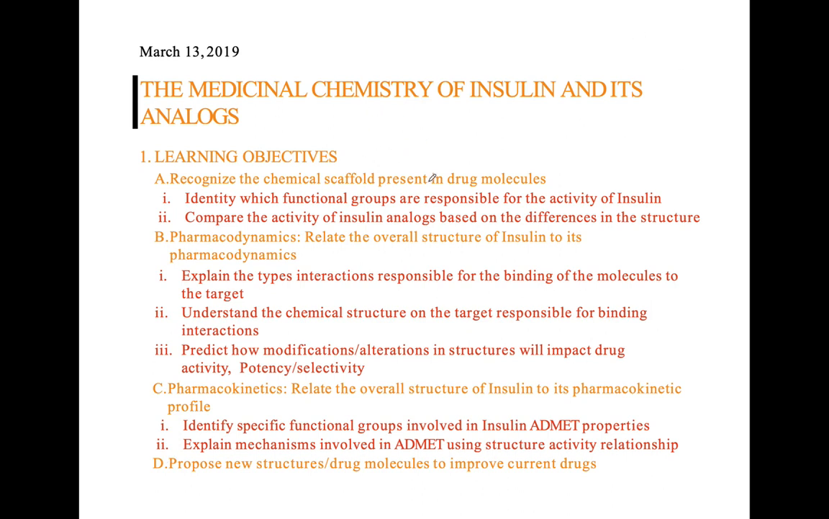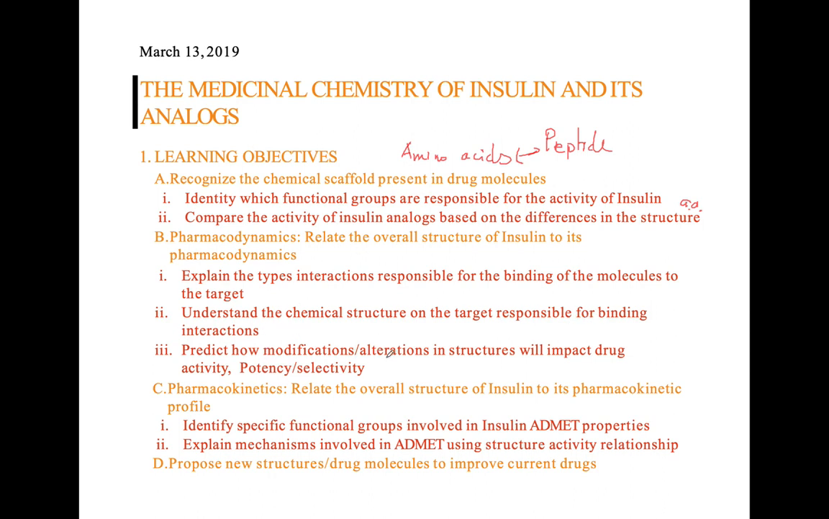I want you to be able to recognize this chemical scaffold present in the drug molecules. Specifically here, we're talking about amino acids. Insulin is a peptide and it's made of amino acids. So I want you to be able to know these amino acids. Compare the activity of insulin analogs based on differences in the structures, again, based on differences in the amino acids. Explain the types of interaction that are responsible for binding of insulin to its target. Understand the chemical structures of these amino acids and also the targets responsible for binding interactions.